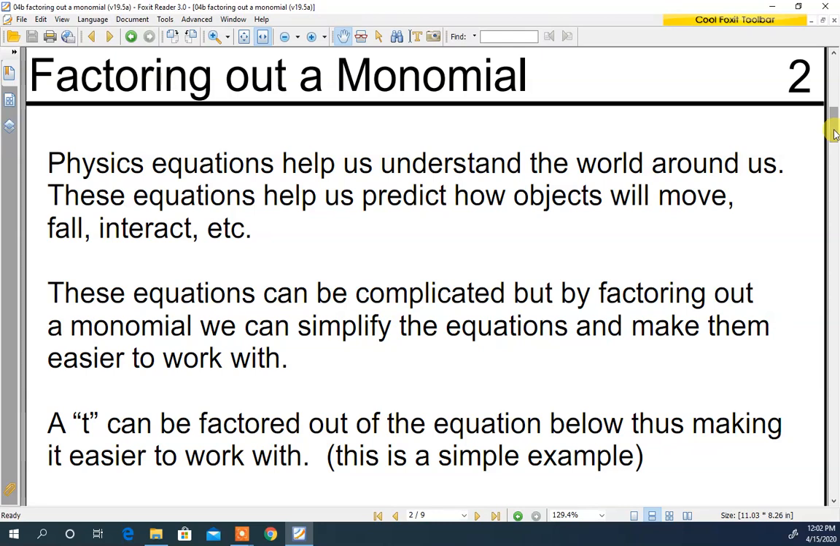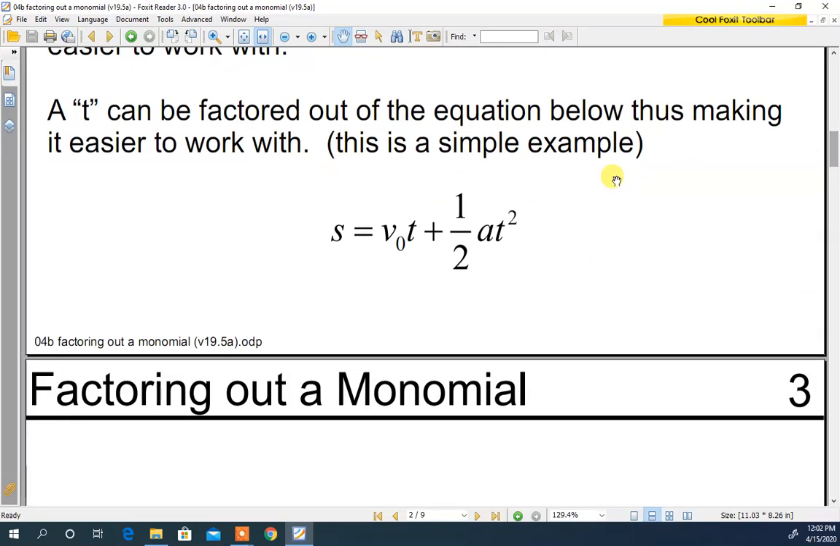This is a simple example. So right here, do you see how there's a t here and there? Well, that t can actually be factored out. And that's what we're going to do.